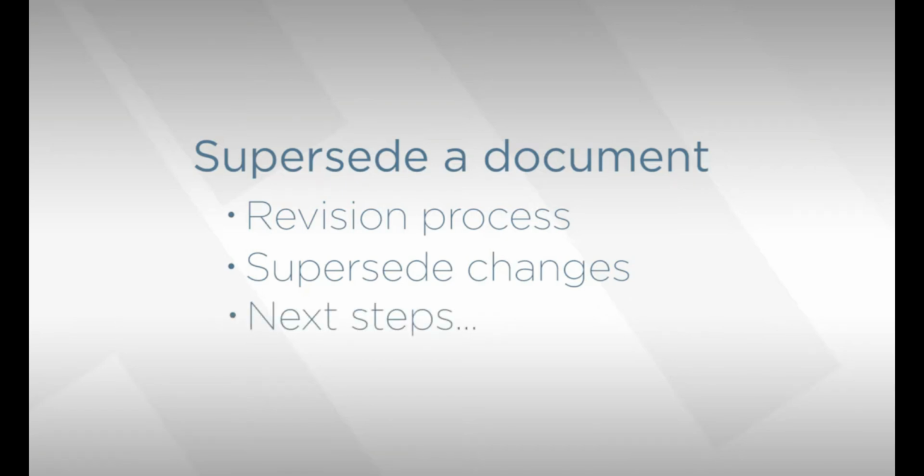A document's usually something that goes through a revision process. For example, there are drawings, briefs, schedules, specifications. When changes are made to a document, we supersede the document with a new revision, but we still keep previous revisions available so we have a complete document history. When we've superseded the document, we'll then talk about what you might want to do next. Let's get started.